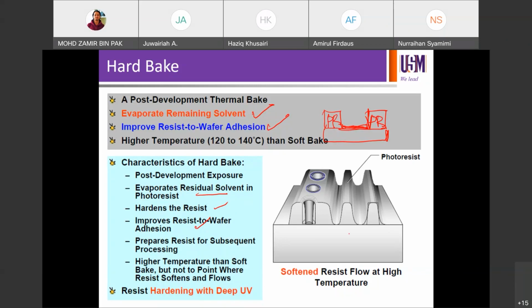Okay, so these are some examples of the resist that could be printed. Tapi kita dah cover tadi yang okay and not okay. Right.